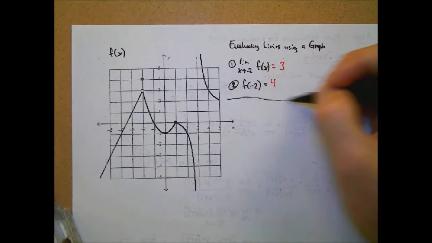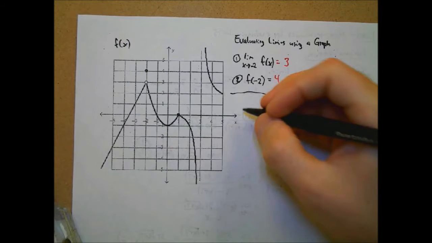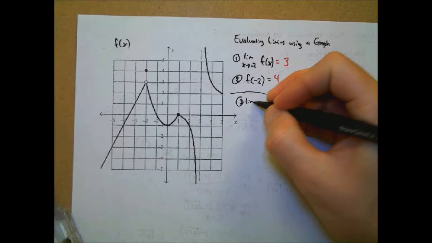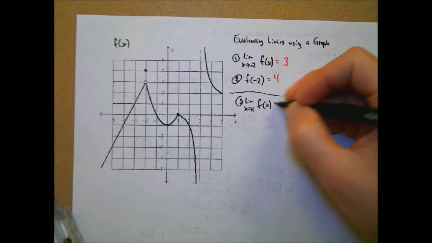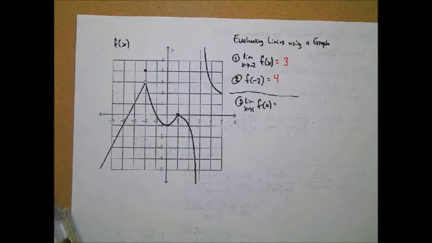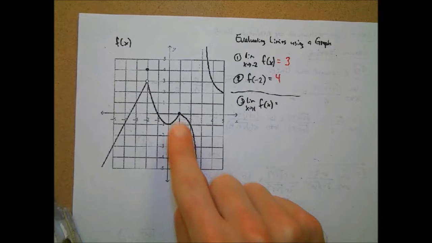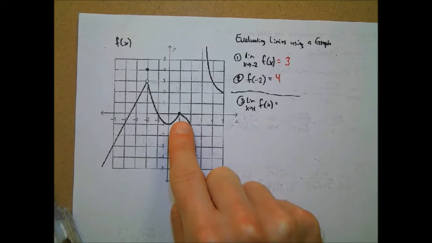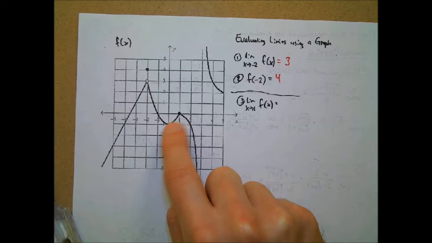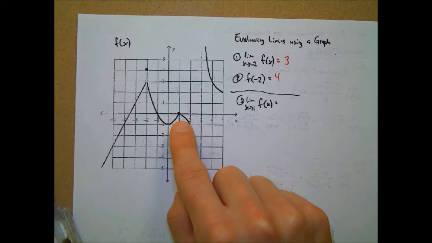Let's try another one here. Let's do the limit as x approaches 1 of f of x. So locate where x is equal to 1 on your function. Okay, so there's where x equals 1, right? But of course we're trying to approach 1. So from the left-hand side, to the left of 1, our graph is this part of the graph, like that parabola kind of thing. And to the right of x equals 1, our graph is like this rational function piece.